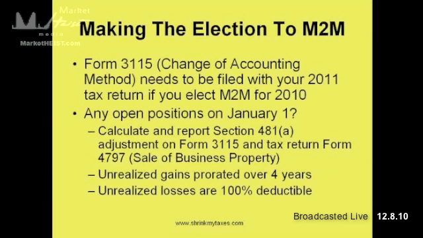Form 3115, the change of accounting method, needs to be filed with your 2011 tax return if you elect mark-to-market for 2010. Any open positions on January 1st of that year, 2011, you're going to calculate and report on Section 481 as an adjustment. In other words, you have to adjust those as if you sold them. If you've got unrealized gains from that adjustment, you get to prorate those over the next 4 years. And if you have unrealized losses from that adjustment, those are actually 100% deductible.